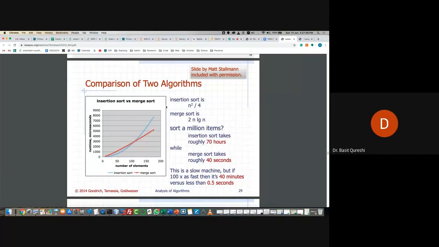So one program is a bit slower. Its runtime is n squared. Okay, this is the quadratic class. And the other program's runtime is n log of n. Which one is faster, n squared or n log of n?